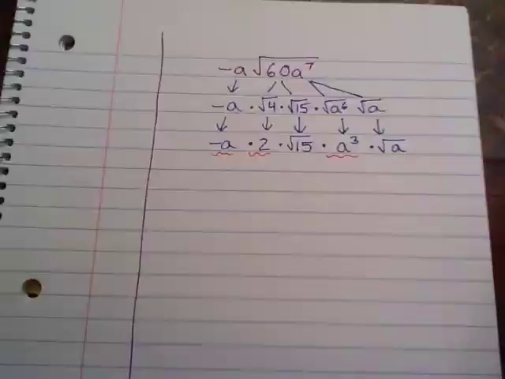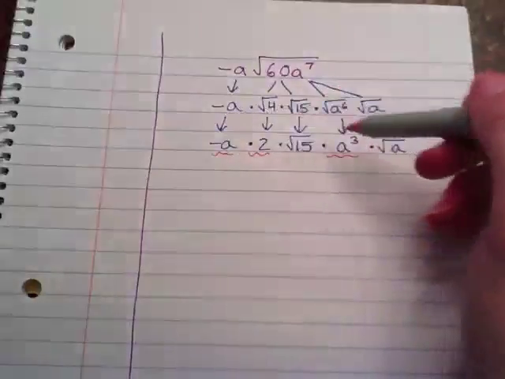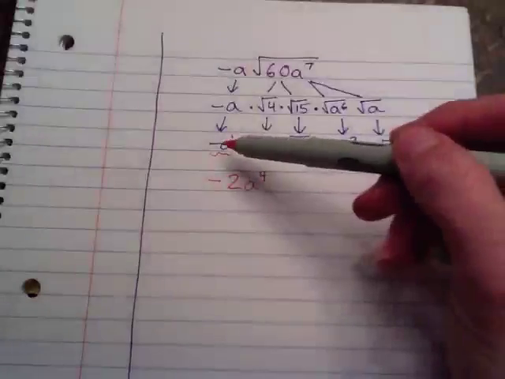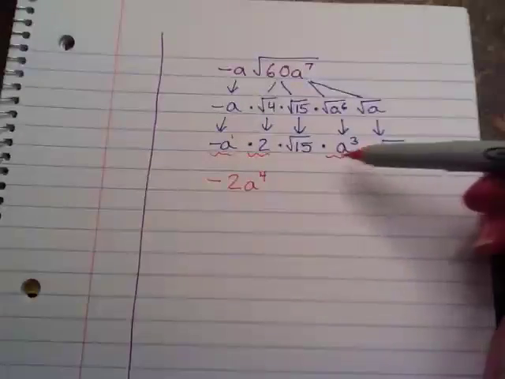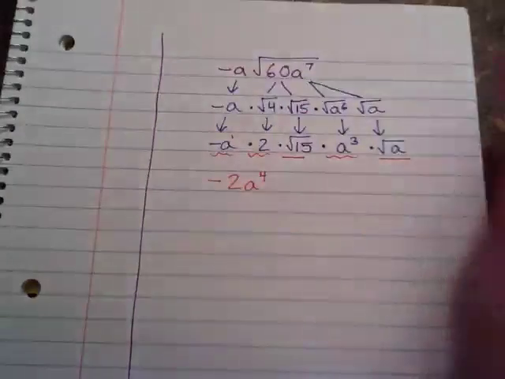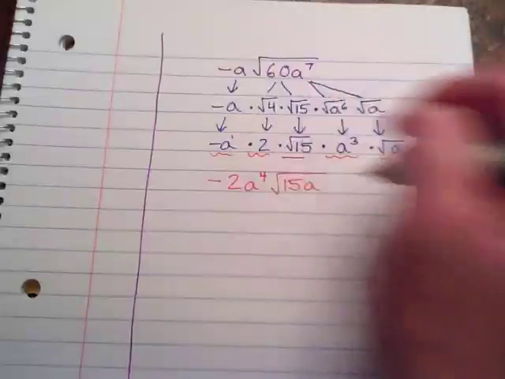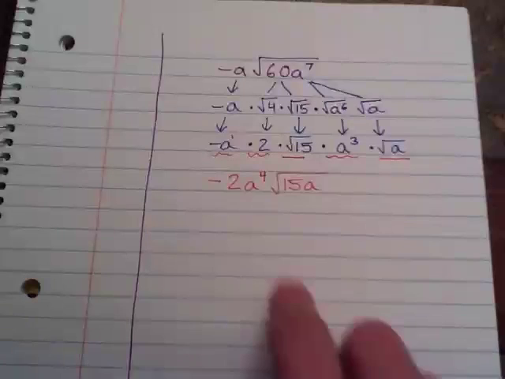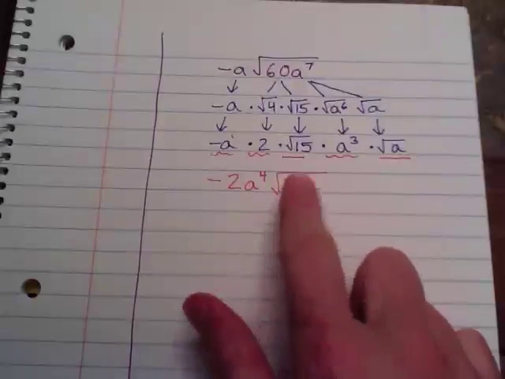Now I'm going to go through and combine everything that's on the outside of the radicand. So I have 2 times a, I have 1a here and 3 here, so that is a to the 4th total, and I have the negative. So it's a negative 2a to the 4th. So I got 2 times the negative is the negative 2, a to the 1st, a to the 3rd is a to the 4th. And then there's the square root of 15 and square root of a left, and so that comes over together as a square root of 15a. And then I always look and I make sure there's a perfect square factor left, and there isn't.